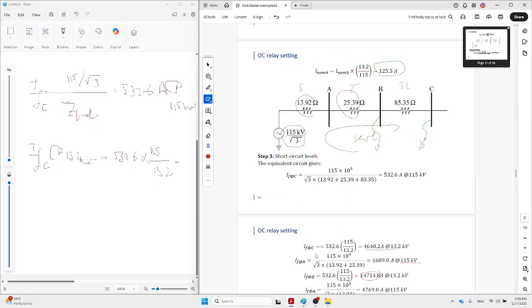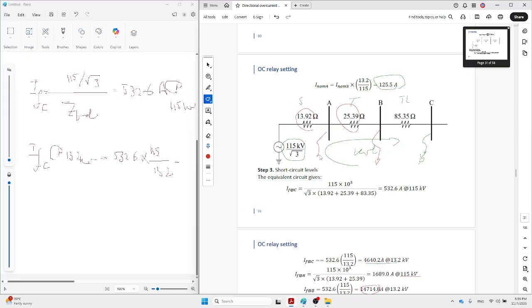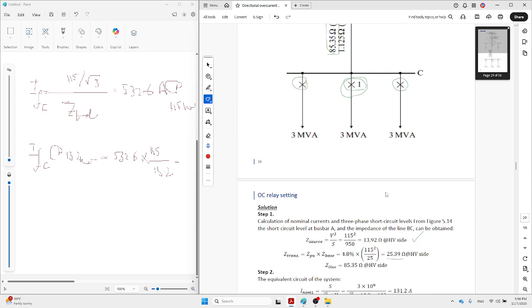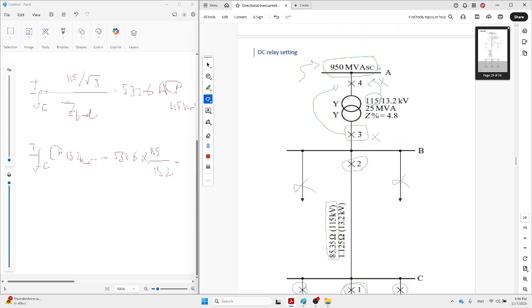And the fault at A, which is here, can easily be calculated. This is the source and this is the impedance. So we do not need to change this one to 13.2 kilovolts. Why? Because bus A is originally located at the high voltage side.